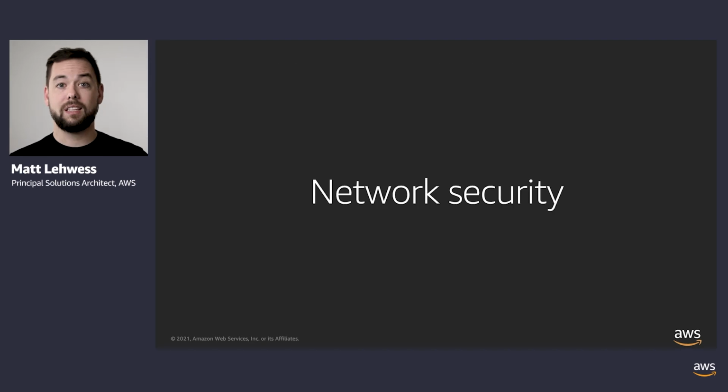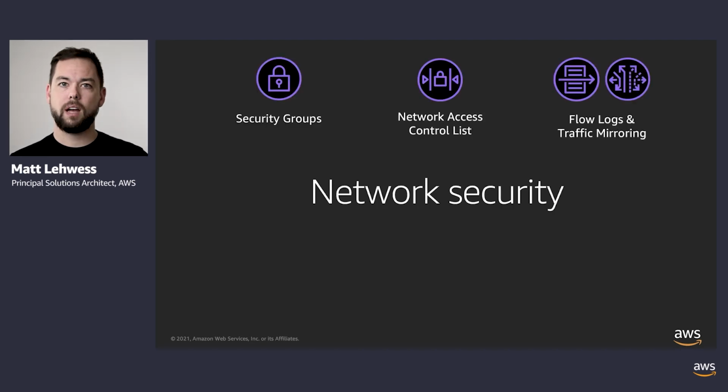Okay. So next is network security. We have a couple of different mechanisms that you can use for network security. We have security groups, network access control lists, and then for things like visibility, you can use flow logs and traffic mirroring, which we'll talk about a little bit as well.